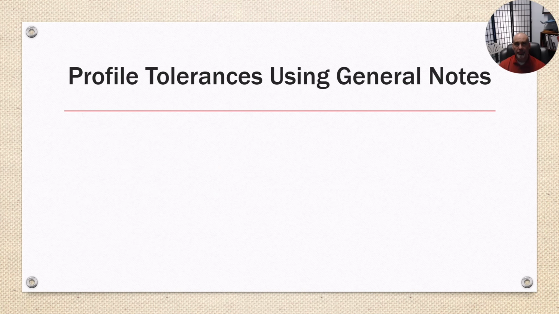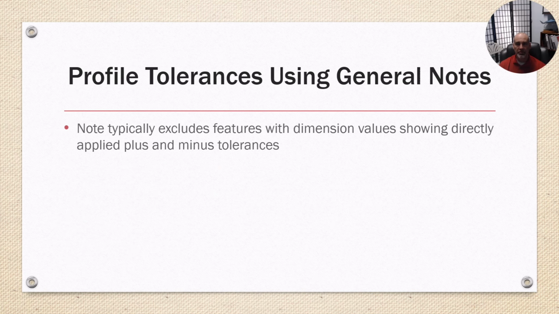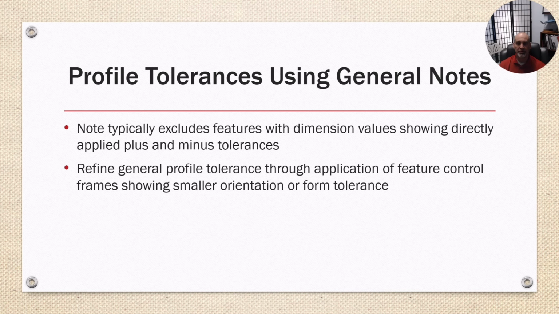Okay, the profile tolerance using general notes. A note typically excludes features with dimensional values showing directly applied plus and minus tolerances, and refines the general profile tolerance through application of feature control frames that show smaller variation or form tolerance.